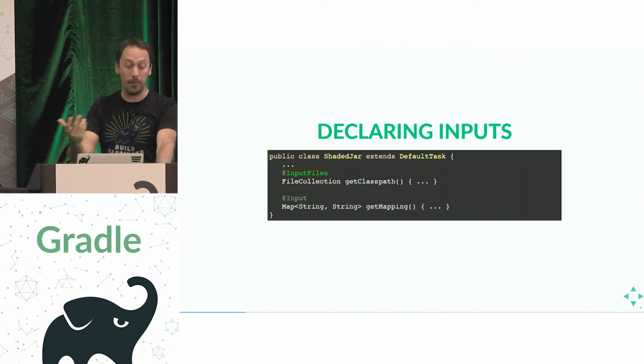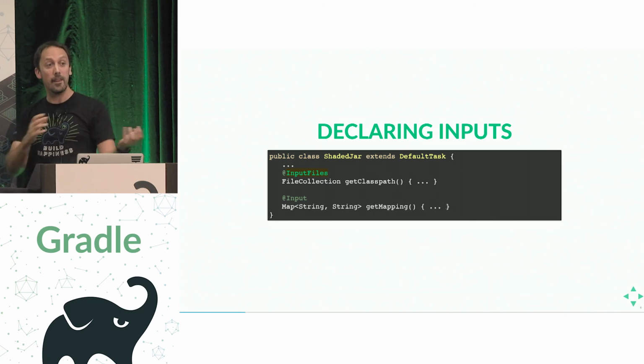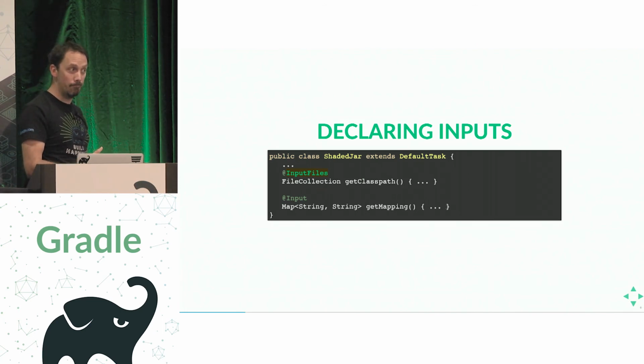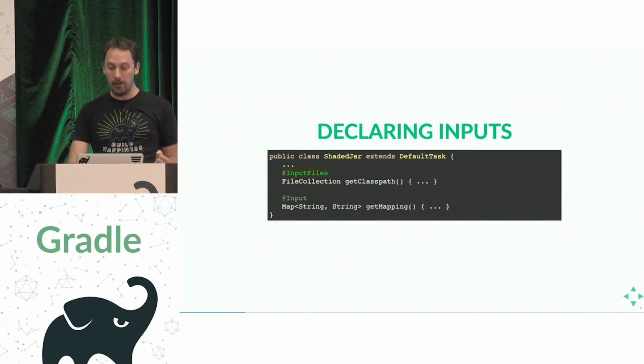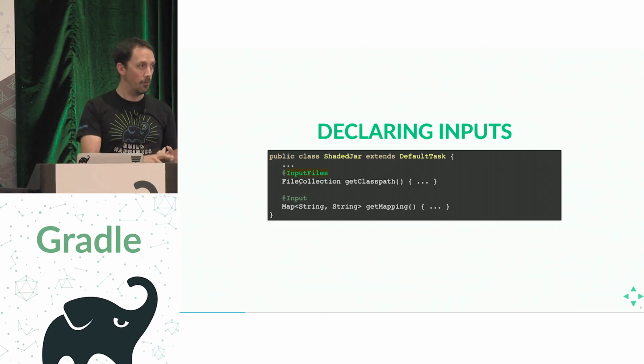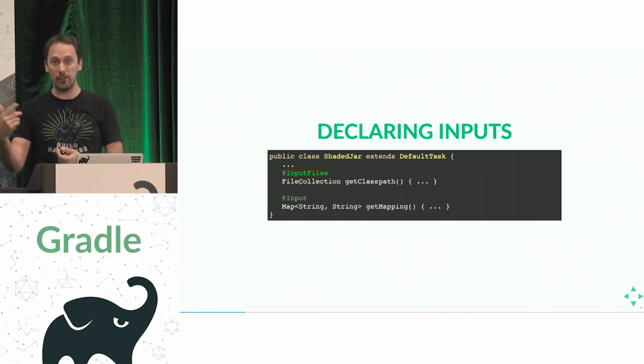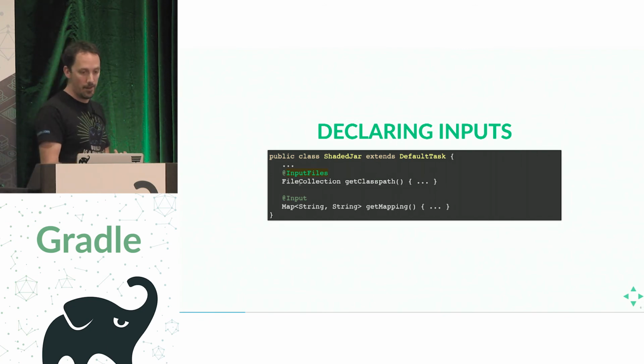Similarly, for my mapping, I have to declare that this is an input to my task. So by doing that, if a file in that collection changes, or is removed, or added, then Gradle is going to understand that the task is out of date, so it's going to re-execute it the next time. If the mapping changes, same.